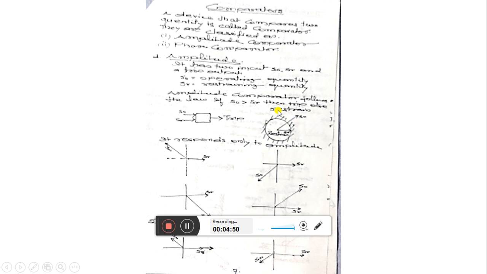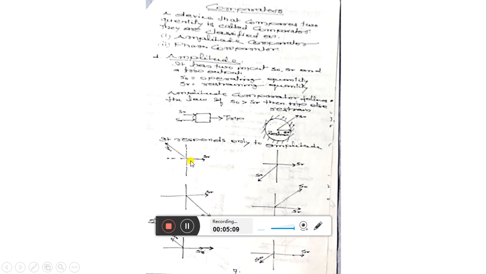So it will give a trip command outside the circle, because we know that this amplitude comparator follows the law of amplitude. It compares between two amplitudes. A similar example has been shown here, that it responds only to amplitude.